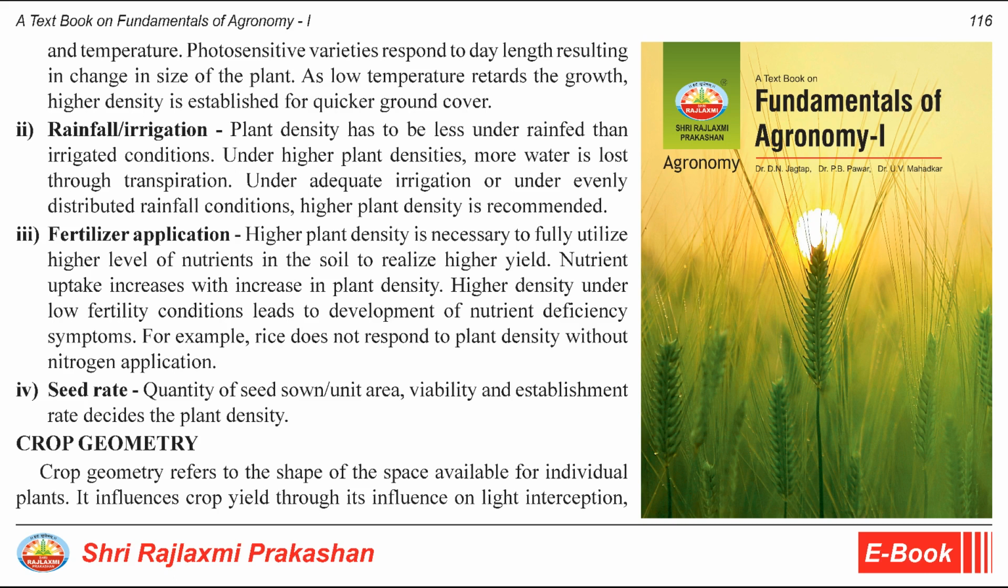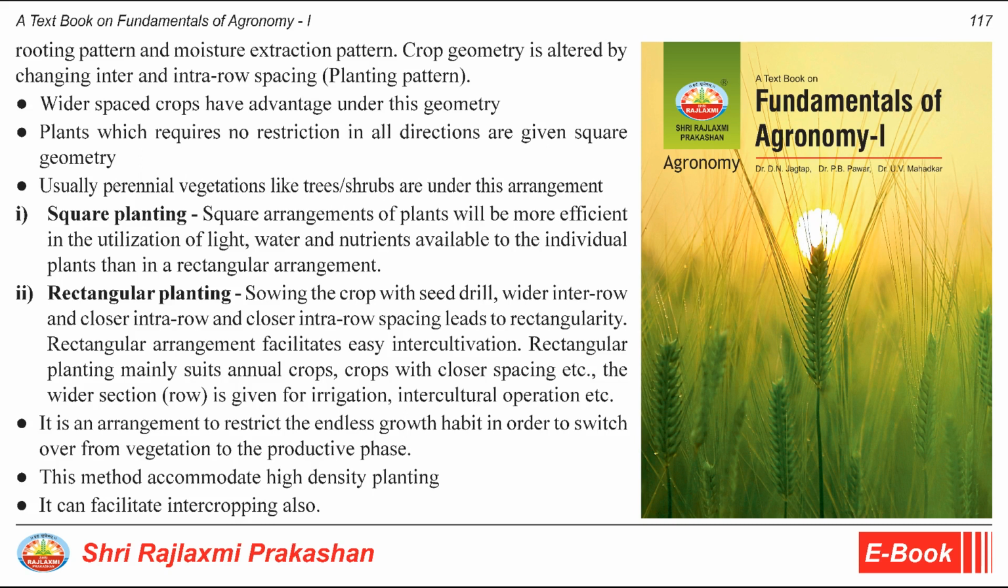Crop geometry. Crop geometry refers to the shape of the space available for individual plants. It influences crop yield through its influence on light interception, rooting pattern, and moisture extraction pattern. Crop geometry is altered by changing inter- and intra-row spacing, planting pattern. Wider spaced crops have advantage under this geometry. Plants which require no restriction in all directions are given square geometry. Usually perennial vegetations like trees, shrubs are under this arrangement.